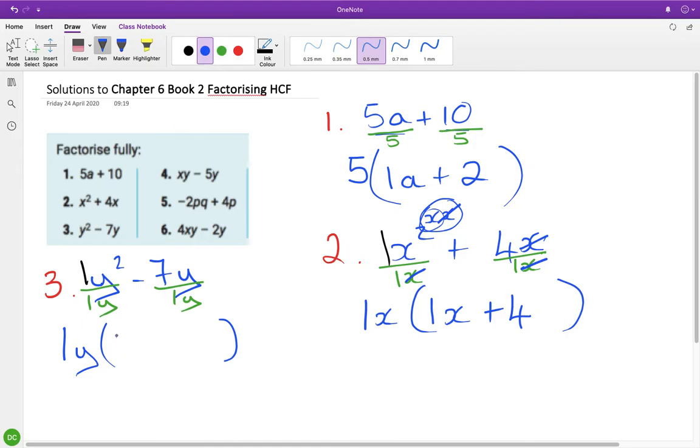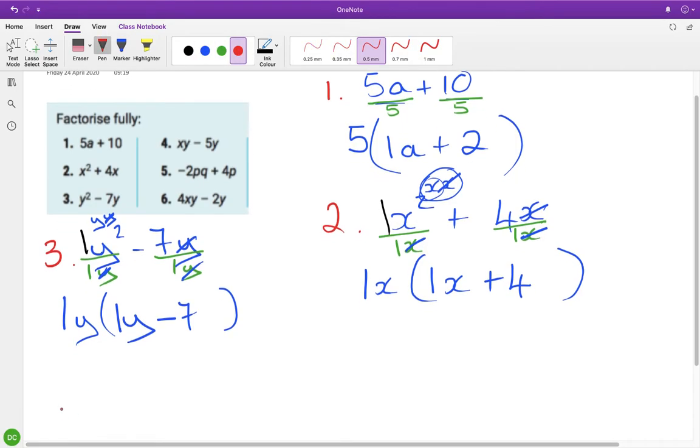So 1 divided by 1 is 1, and y squared divided by y, again, there's 2 of them here, so this will take out one of them, leaving 1 behind. Sign is a minus. 7 divided by 1 is 7, and these y's will just take each other out. Okay, 4.